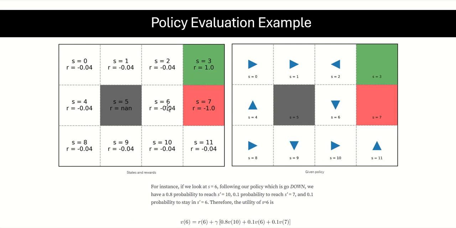We have 10% probability to go to the right state, which is state 7. So 0.1 times the value of 7. And we also have 10% probability to stay at state 6. So that's the reason why we add 0.1 times the value of state 6.